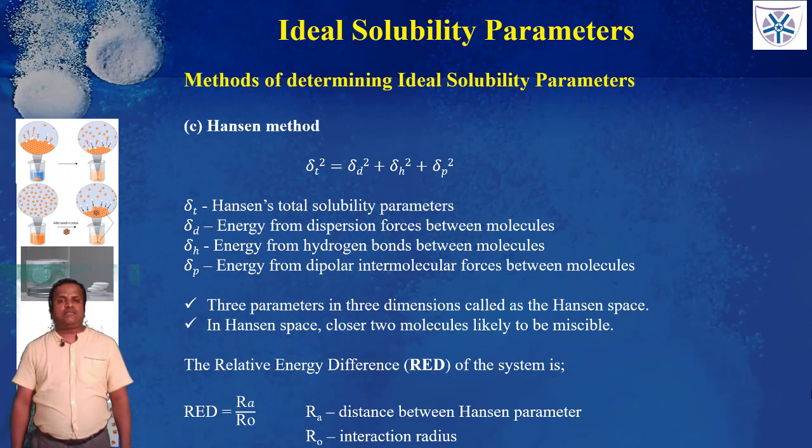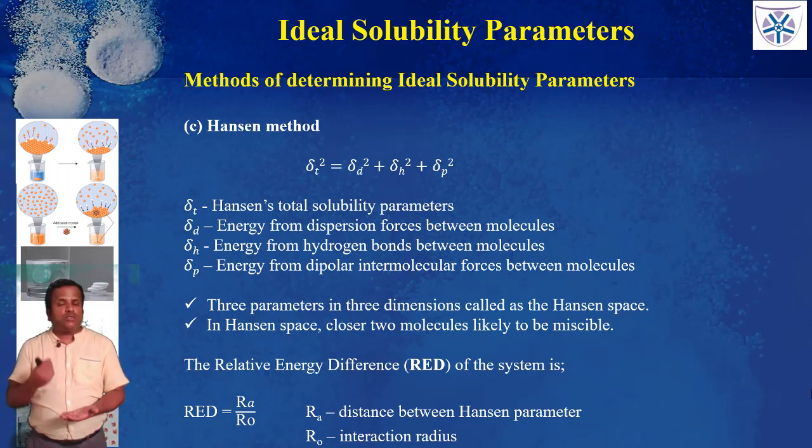Another method is the Hansen method. Here the equation is delta T squared is equal to delta D squared plus delta H squared plus delta P squared. Some people represent this as delta rho squared; we can use either P or rho. Here delta T is Hansen's total solubility parameter. Delta D is the energy from dispersion forces between molecules. What is dispersion? When the solute molecules are dispersed into the solvent, that is called dispersion. During that time a number of cohesive forces come into the picture in the solution. Those are called dispersion forces.